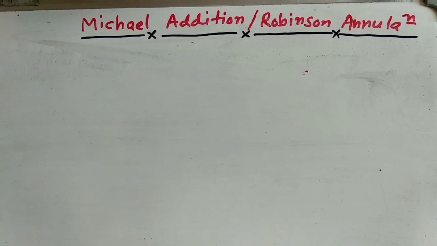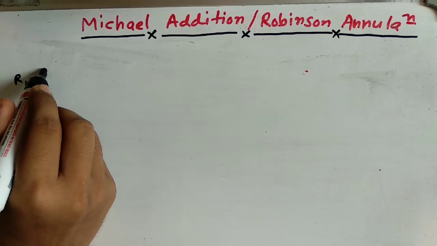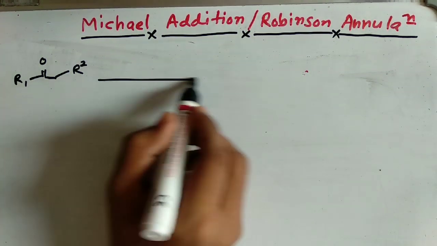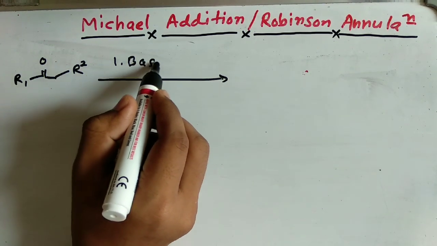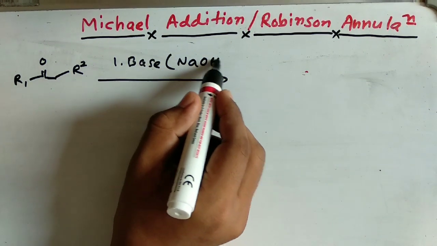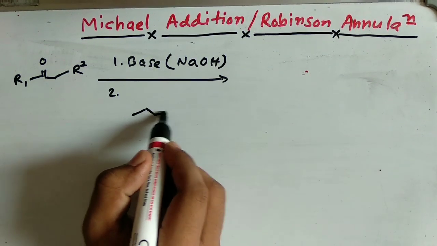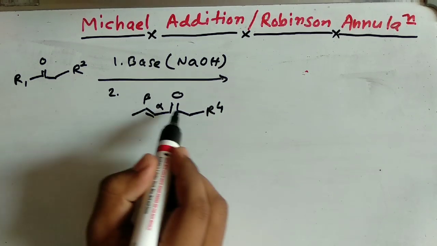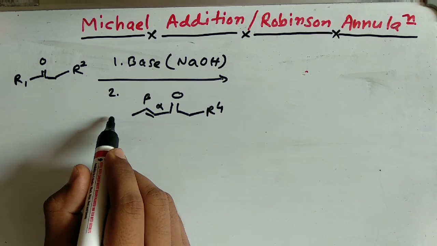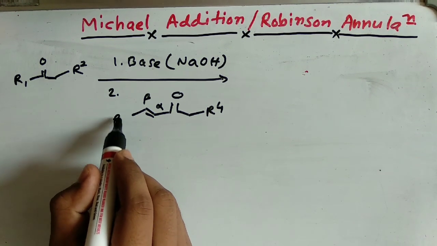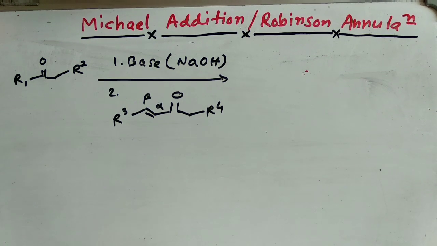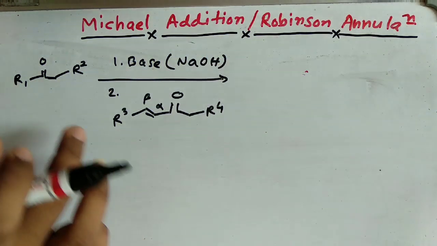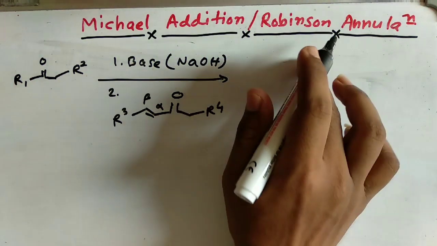So in Robinson annulation, what happens? Let's take this ketone compound, R1, R2. When it is treated with a base, of course a strong base, likely NaOH, in the presence of another alpha beta unsaturated carbonyl compound, this is alpha, this is beta with respect to this keto group. Okay, so this is say R3. So in the presence of this alpha beta unsaturated compound, along with the base, this keto group will react with this one, and finally the product will be a cyclic product.